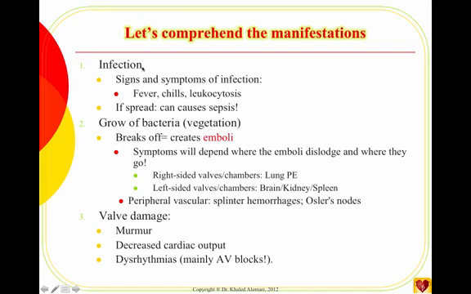And again, the third thing: if the valves are involved, you will hear a murmur, and a new murmur is always a serious thing. Decreased cardiac output occurs as a result of destruction of the valves. And because these valves are in between the atria and the ventricles, they are close to the AV nodes. If the damage is serious and reaches the AV nodes, then you will see dysrhythmia like AV block.